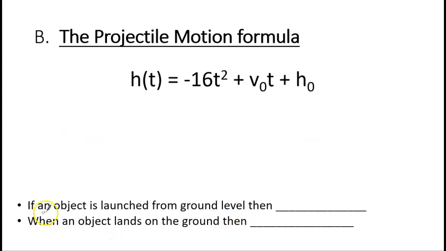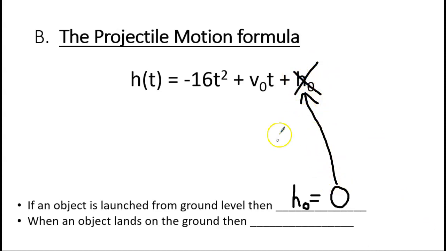So now continue to look at this. If an object is launched from ground level, then what do we know? We know that its starting height would be 0. We're going to look at some word problems today where they're going to say an object is launched from the ground. And that's not something to ignore. When they tell you that an object is launched from the ground, that means we're going to put a 0 in right there in our formula. Or since it's a 0, honestly, you can just leave it out because when you add 0, it doesn't do anything, right? So we can just leave it out.